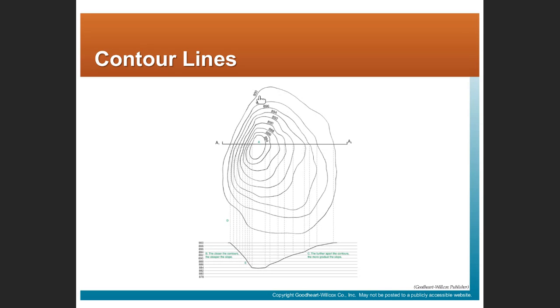So any particular point on this line is at 900 feet. Any point on this line is 888, 886, 898, 896, etc. So again, this gives us a way of describing the topography or the slope of this particular piece of land. Okay, thank you. You're welcome.